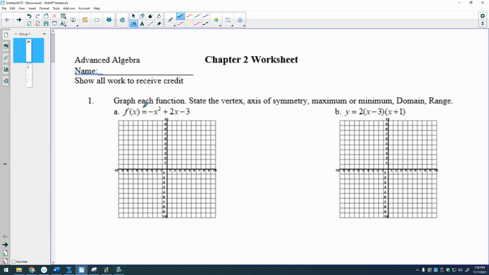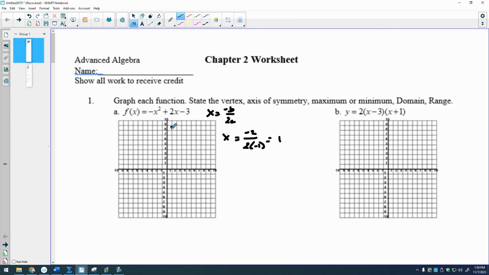First step, when I look at graphing question 1, I have to ask myself the question, what form is it in? And this is in standard form. When I have an equation in standard form, in order to find the vertex, I'm going to do x equals negative b over 2a. So a, b, c. So x equals negative b, which is 2, over 2 times a, which is negative 1. Negative 2 on top, negative 2 on bottom, and I divide them and I get 1.